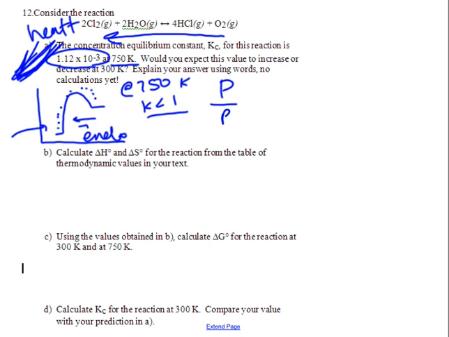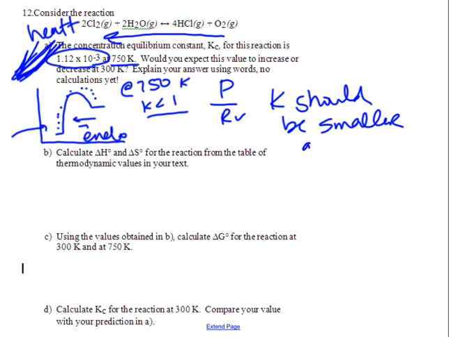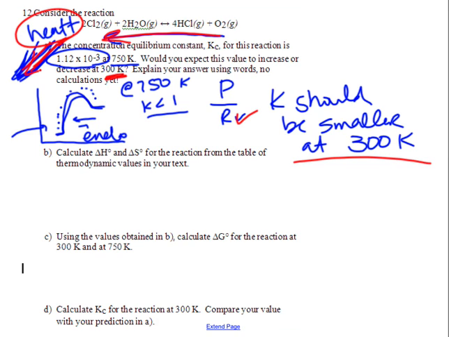That means we make more reactants. Our K should be smaller at 300 Kelvin than at 750. Again, this is an endothermic reaction because at K less than 1, the hump would look like this. Since we know the hump looks like this, this has to be endothermic, which means I put heat on this side. If I decrease to 300, I'm taking away heat, that means I'm shifting left. A left shift means more reactants, which means K should get smaller.